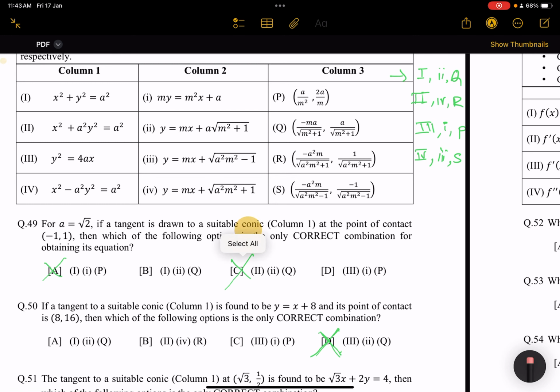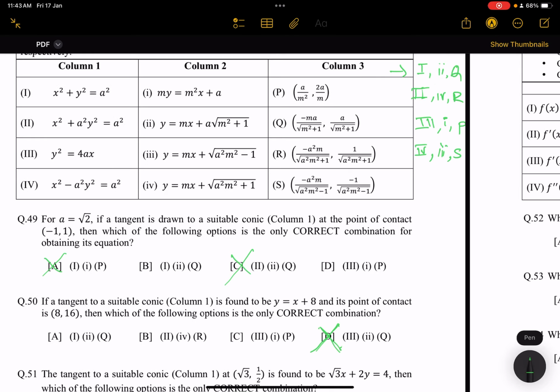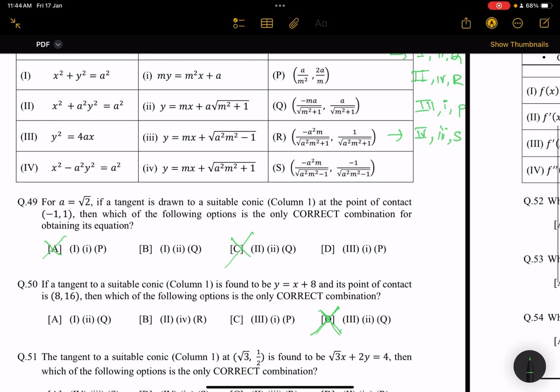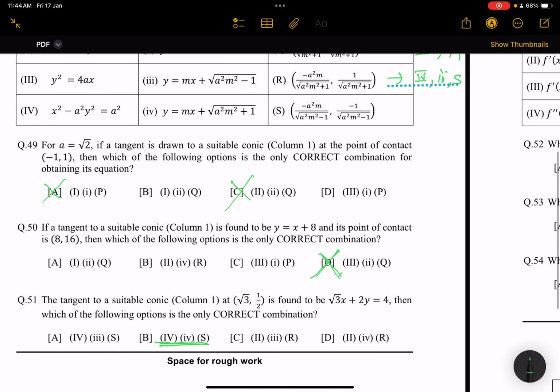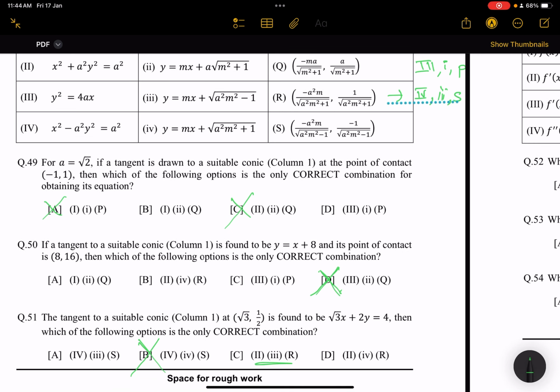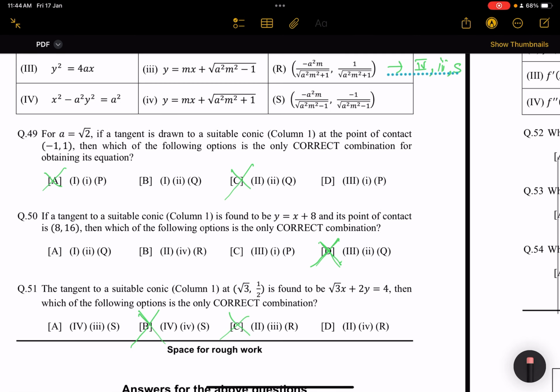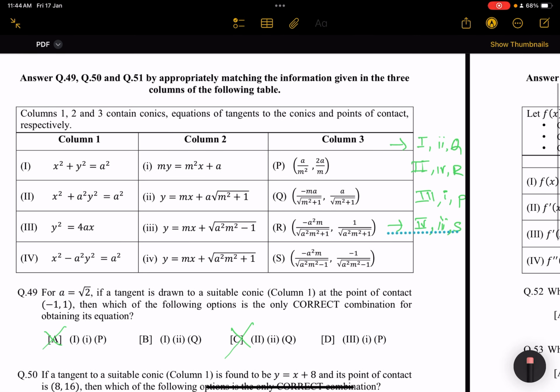And in the next question, 4, 3, S. 4 is mapped to 3, so 4, 3, S is correct. But 4, 4, S is not correct, so this is not the correct combination. Again, 2, 3, R is not the correct combination. We already saw that 2, 4, R is the correct combination. So now we have eliminated a few options from these 3 questions.